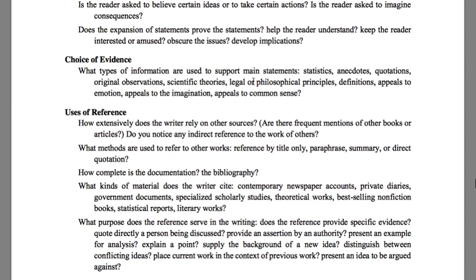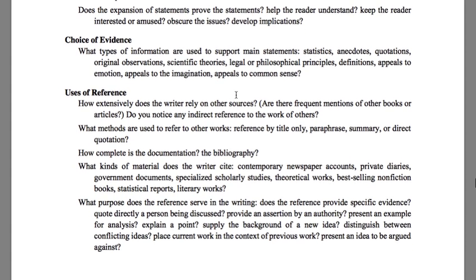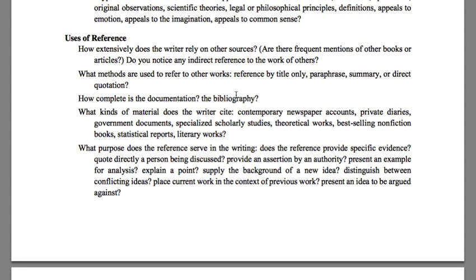Kinds of evidence. Again, this is very much a disciplinary question. Statistics, anecdotes, quotations, scientific theories, definitions, appeals to emotion, imagination. What kind of evidence gets used in a piece? How do they reference? When they do use references, how do they reference things exactly?